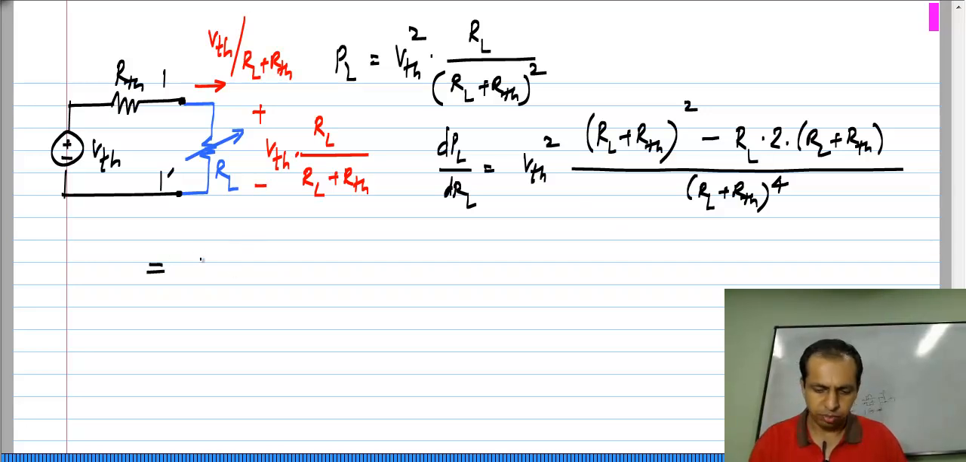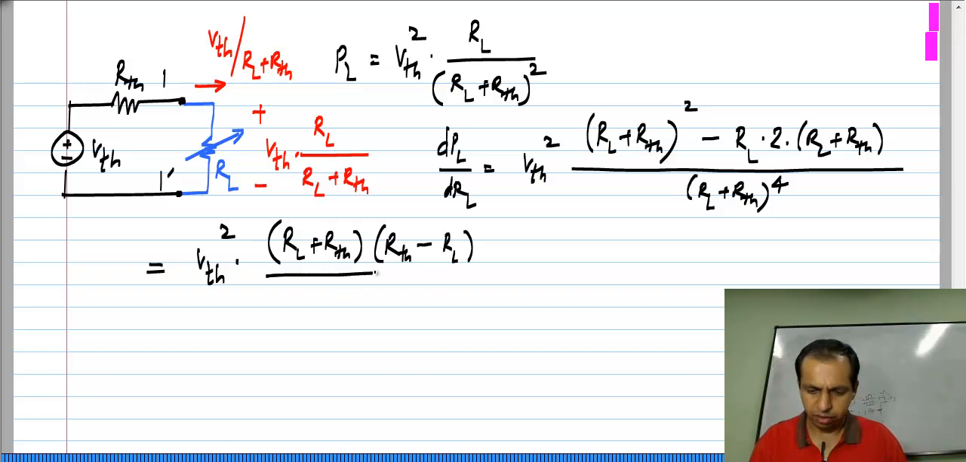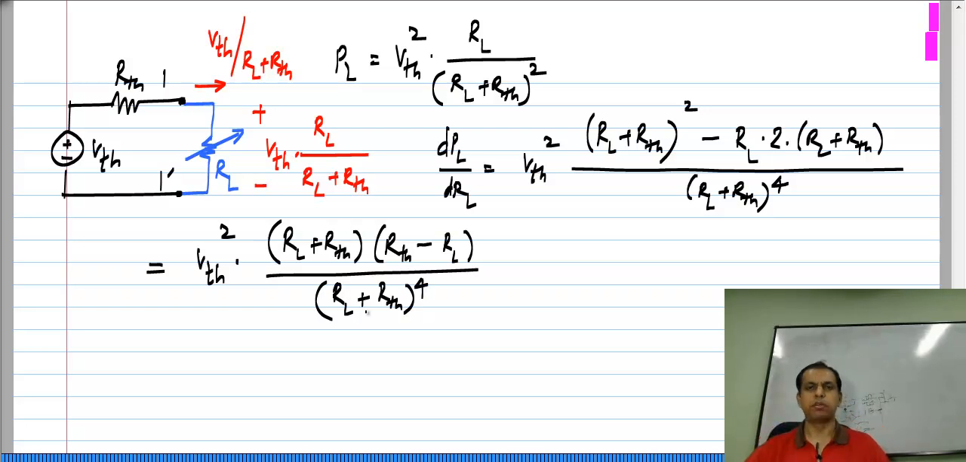So, this whole thing turns out to be VTH square times (RL plus RTH) times (RTH minus RL). Okay. And here we have (RL plus RTH) to the power of 4. Okay.